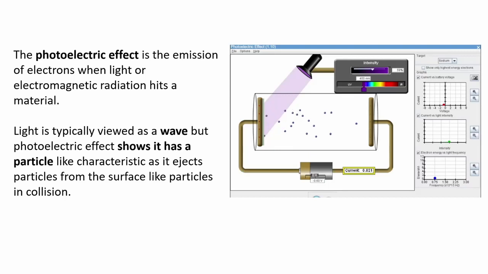Here we have a simulation for the photoelectric effect. We have conducting plates like that of capacitors where light is shone. The charges are ejected from the surface and these charges are electrons. This shows that light collides with the surface, ejecting the particles from the surface.